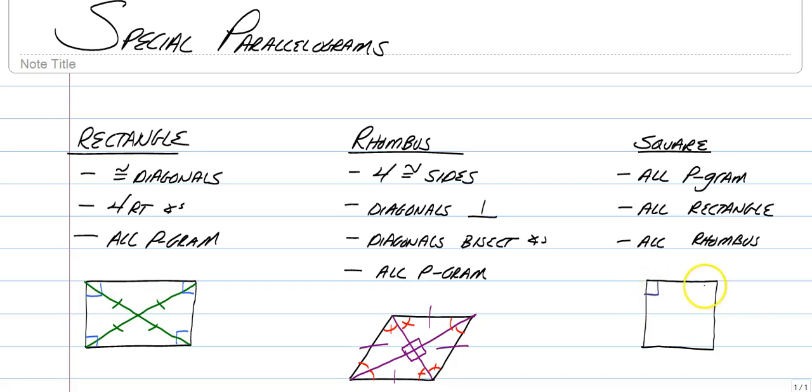So every single one of these angles is going to be 90 degrees. All 4 of the sides are going to be the same. The diagonals are going to be congruent. The diagonals are going to bisect each other. The diagonals are going to be perpendicular. Every property that we've learned about rectangle, rhombus, and a parallelogram are going to exist in a square.